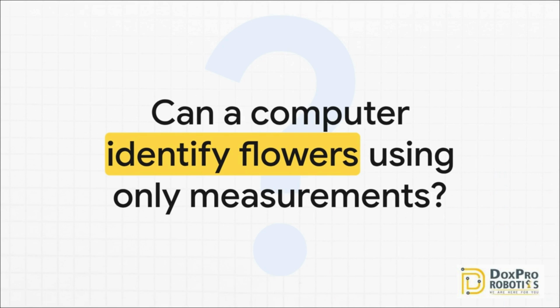So here's the puzzle we're going to tackle together. It sounds simple, right? Can a computer learn to tell flowers apart just by their measurements? Now, the tricky part is we're not giving it any pictures. No photos, just raw numbers. How long the petals are, how wide the sepals are. So can a machine really learn to see the difference just from a spreadsheet? Well, we're about to find out.